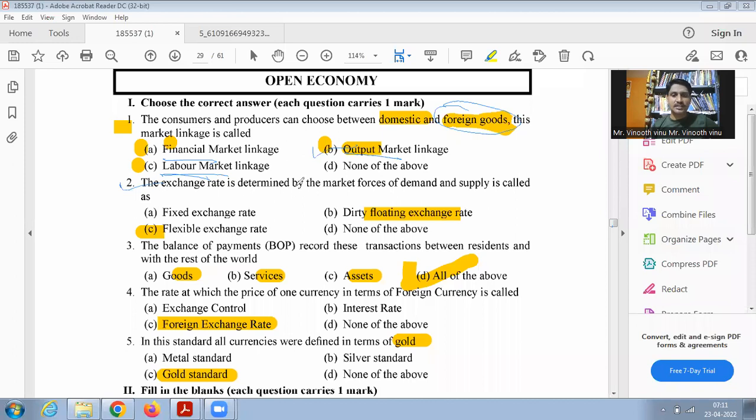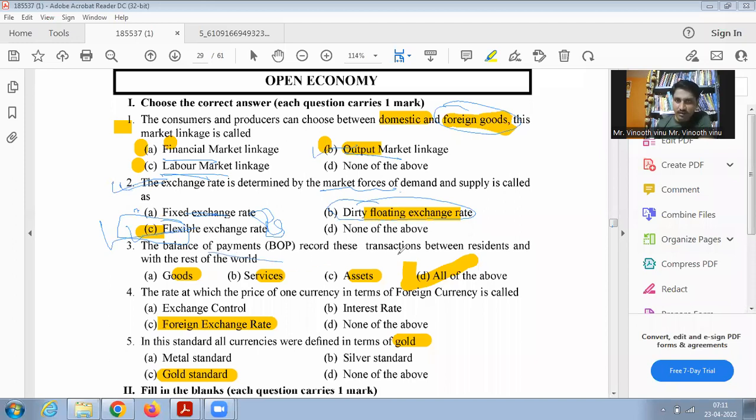Then the exchange rate is determined by the market forces of demand and supply, that is flexible exchange rate. If that is fixed by government, that is fixed exchange rate. If that is a mixture of fixed and flexible, that is floating. So here, for the flexible market system, exchange rate system is the right answer.